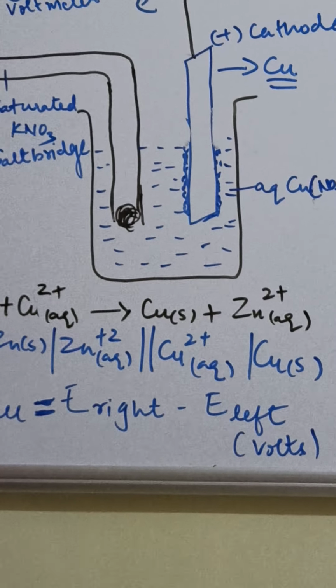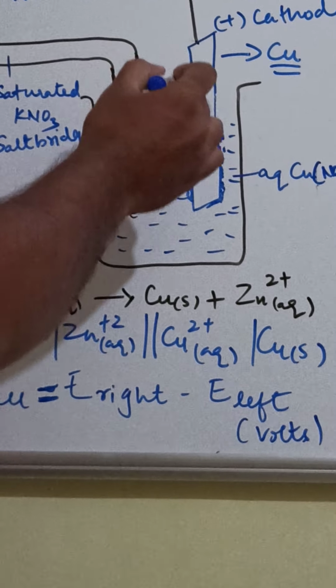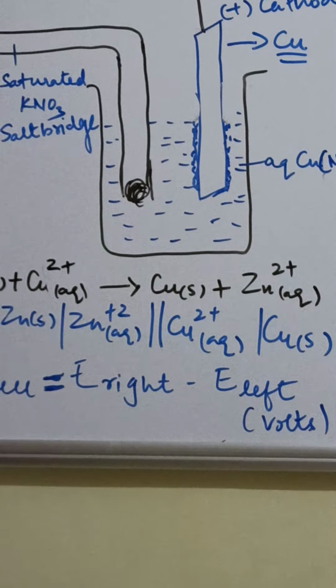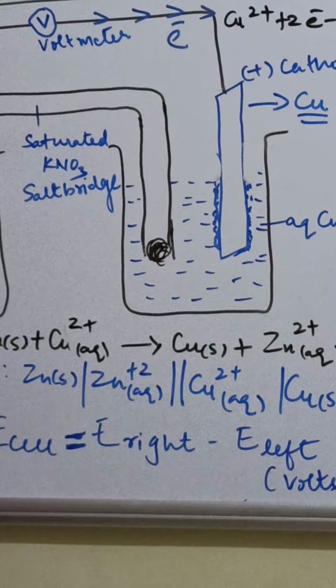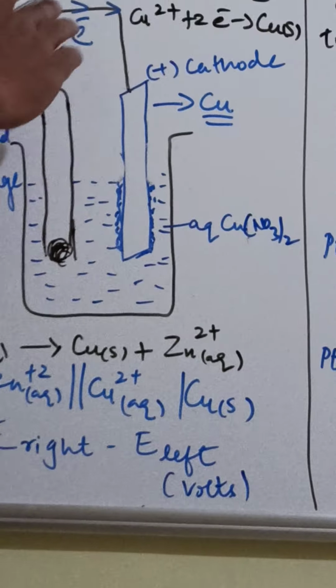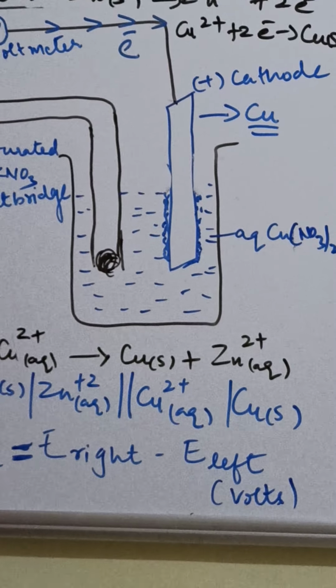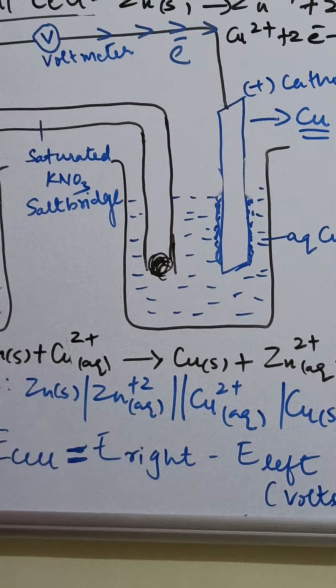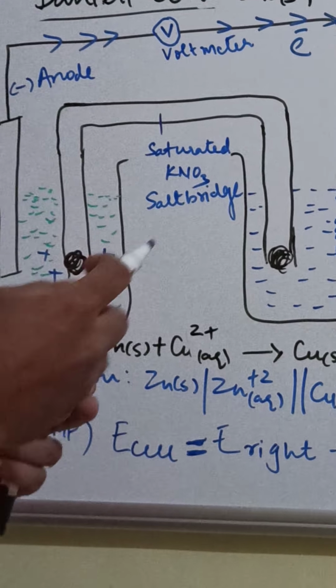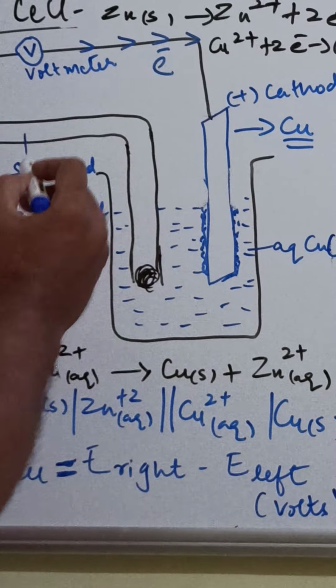in the solution. I cannot put it over here because above the solution the copper cannot fly in the air and get deposited on the electrode. Most of this electrode has to be dipped. Now, going through this, what will happen when copper is getting reduced?